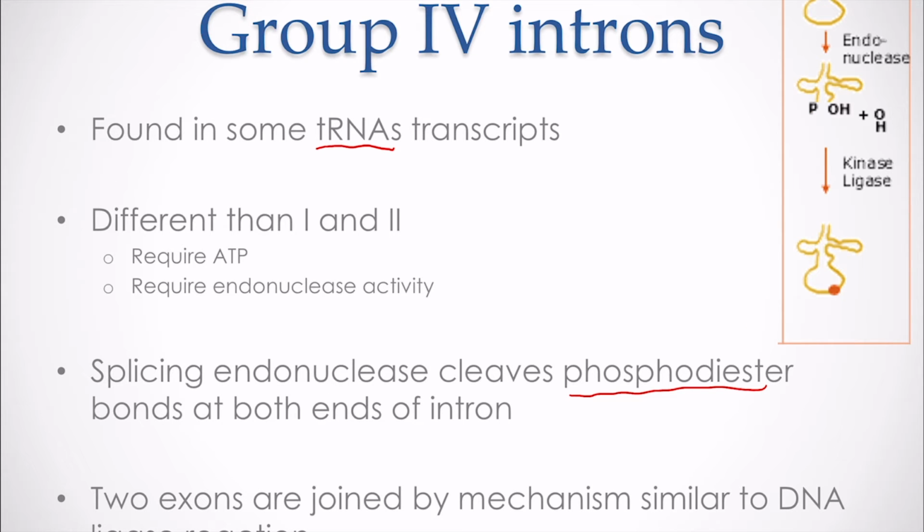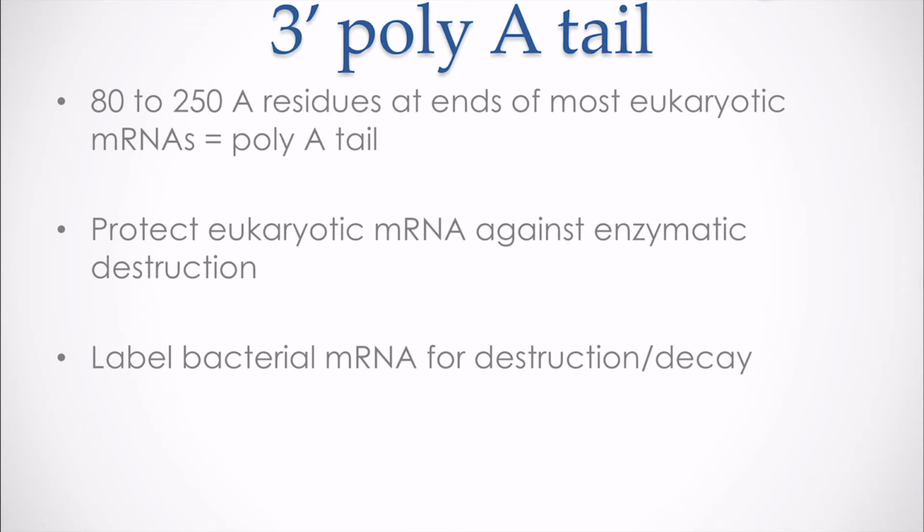Now, group 4 introns are going to be associated with transfer RNAs, and these are going to be similar to group 1 and 2, except that it requires ATP, and you do have an endonuclease necessary. So you're going to cleave basically the phosphodiester bond at both ends of the intron, and then you're going to have ligase that's going to have to bring the exons together. Now, after you get your message made, your introns removed, the end has to be protected, and it's protected through a process called polyadenylation.